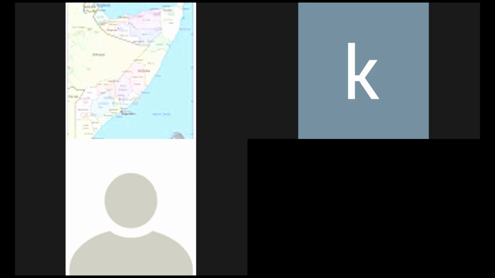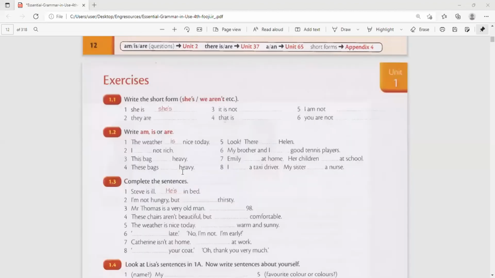So let's go on. I want us to see whether we can get ourselves involved now. Write the short form, like she's, we aren't. She is will be she's. They are will be they're. That is very easy. But I want us to look at 1.2 here. Let me get my pen first. So this is now 1.2.